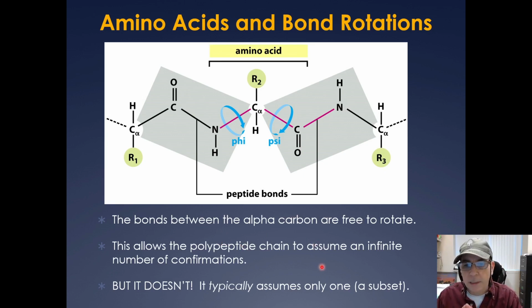This allows the polypeptide to assume an infinite number of different conformations, right? If you think about it, the angles can get infinitesimally small, and you can have two of them, then there's an infinite number of conformations that a protein can take. But typically it doesn't. Typically proteins assume only one conformation. And when I say that, I want you to think about the protein as a dynamic molecule, right?